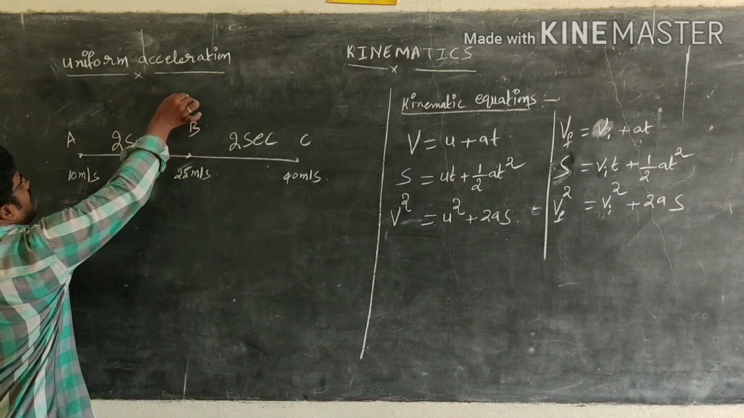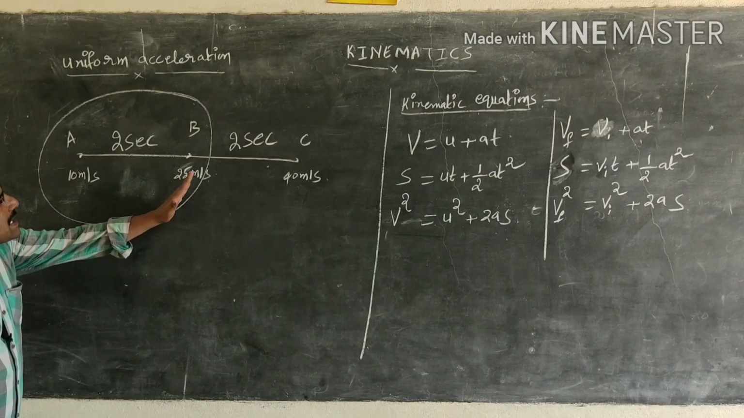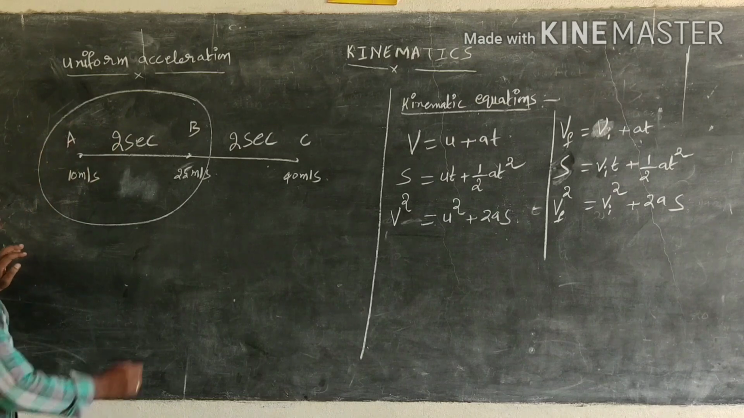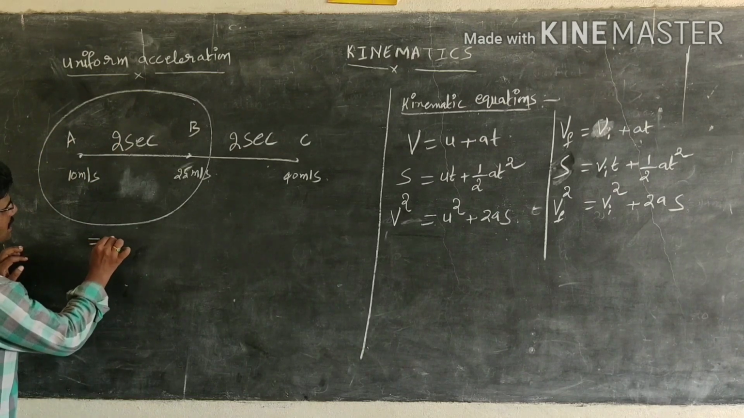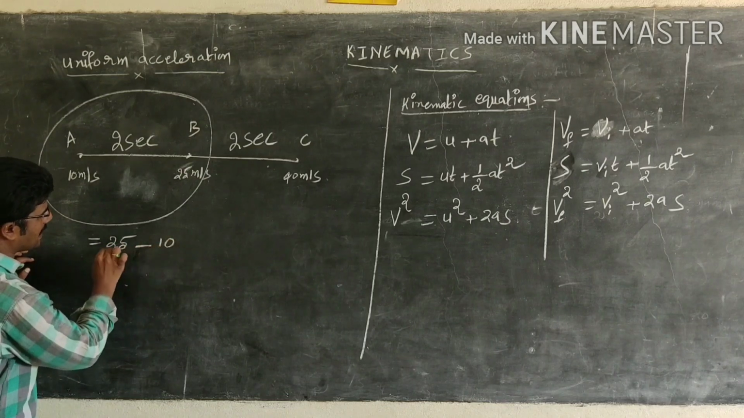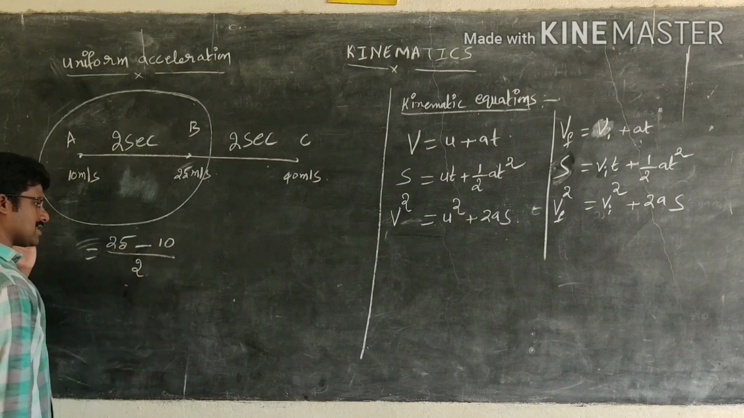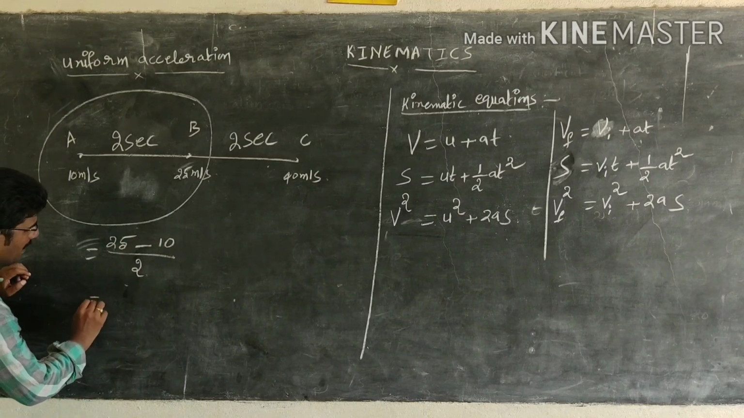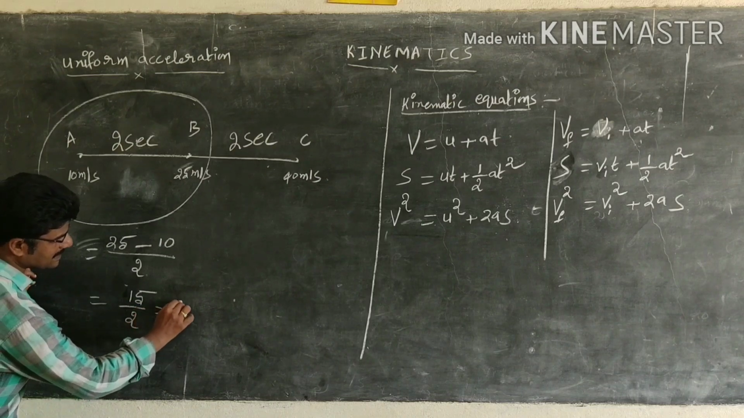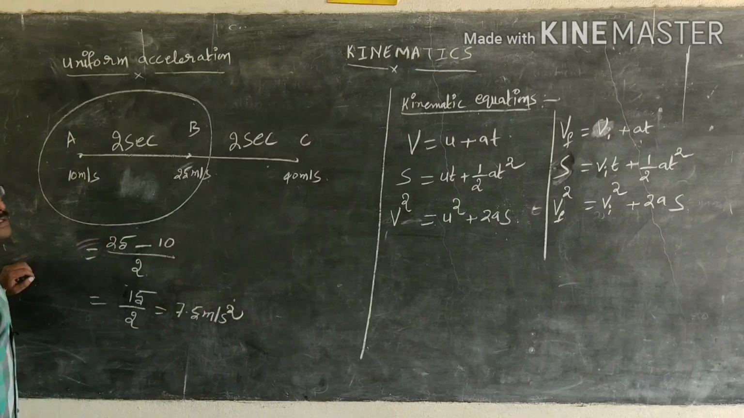Now, if you calculate the acceleration between these 2 points, acceleration is final velocity minus initial velocity by time. So that is final velocity 25 minus initial velocity 10, by time 2. 25 minus 10, what is the value? 15. 15 by 2, that is 7.5 meter per second square.